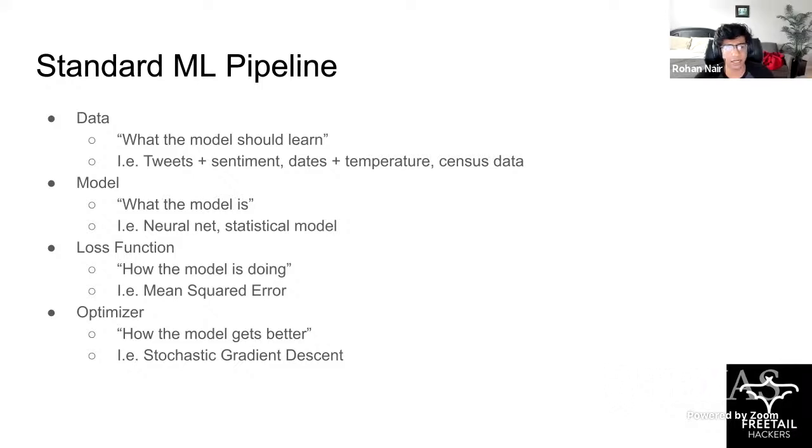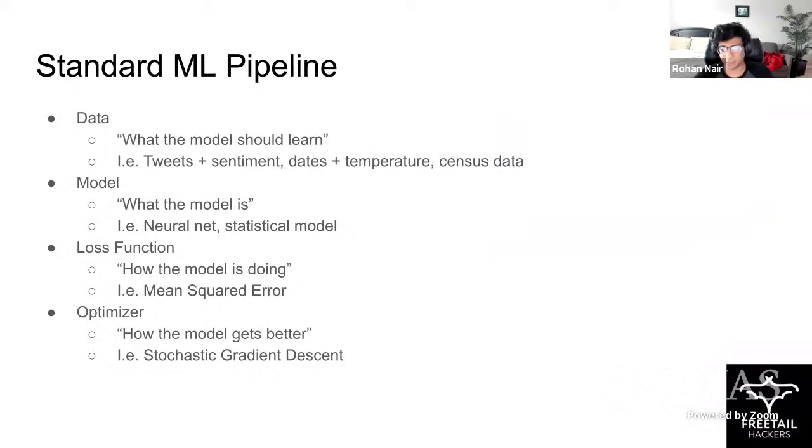The second part is the model that we talked about. That's a little more self-explanatory. For example, popular models are neural networks and statistical models. What is the thing that you're trying to use to look deeper into the data and make predictions about the data? What does that whole algorithm side look like?